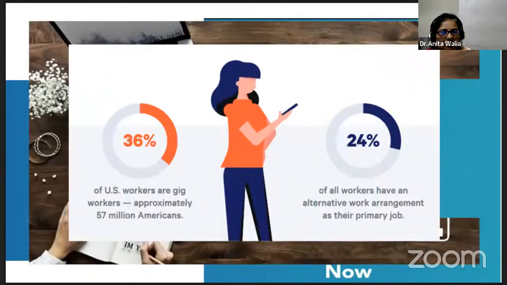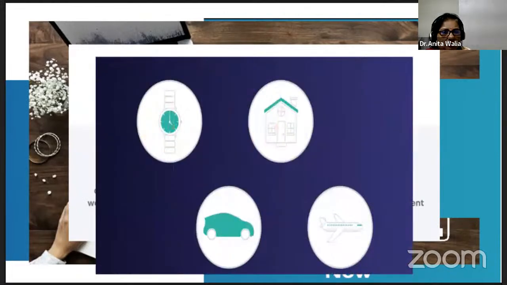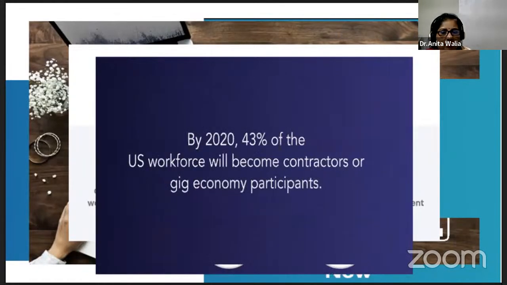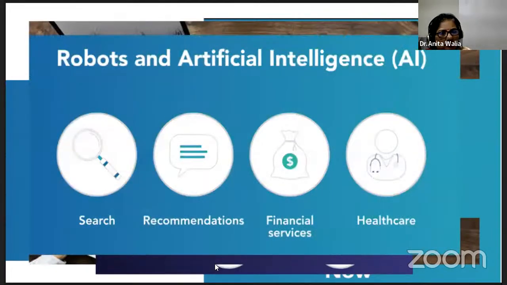You can see certain data here: 36% of US workers at present are gig workers. 24% of workers want an alternative work arrangement. They can work from home. Most people don't want to go to the office and spend time in traffic. So this is evolving. Every device is becoming smart. All information is available at hand. By 2020, it had already gone to 43% of employees in the US becoming contractors or part of the gig economy, because that suits the company and the person also.